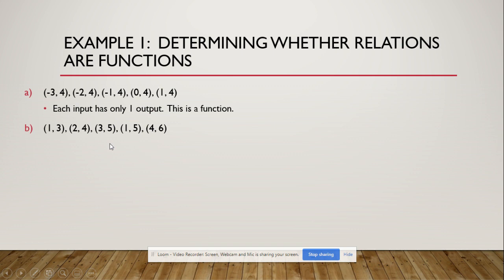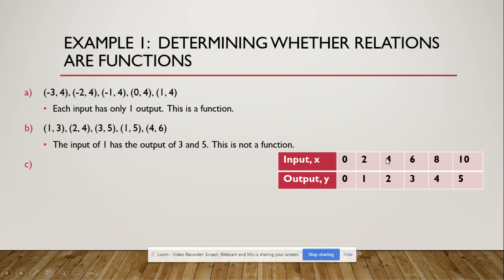Now here, if I were to say, if the input is 2, what's the output? You'd say 4. There's only one answer. If the input is 3, what's the output? 5. There's only one answer. If I were to say, if the input is 1, what is the output? You could say 3, or you could also say 5. This has two different answers. The input of 1 has two different outputs. Therefore, this is not a function.